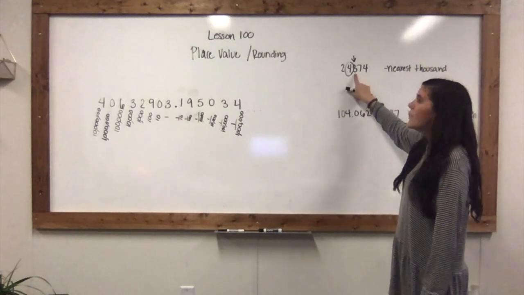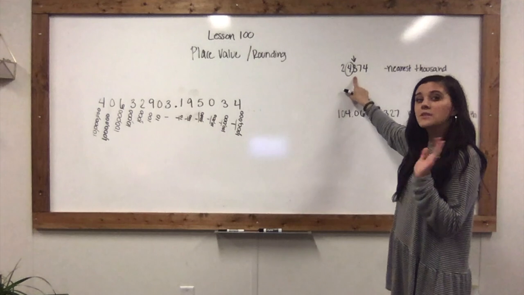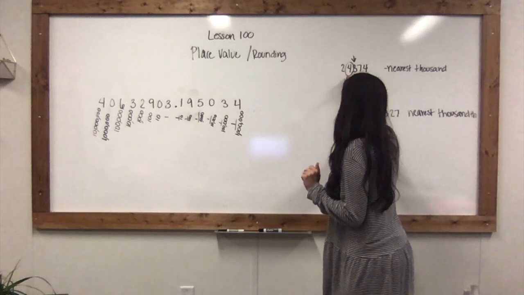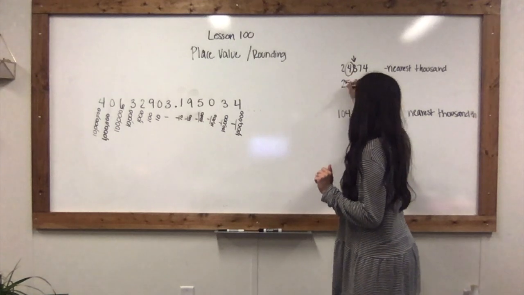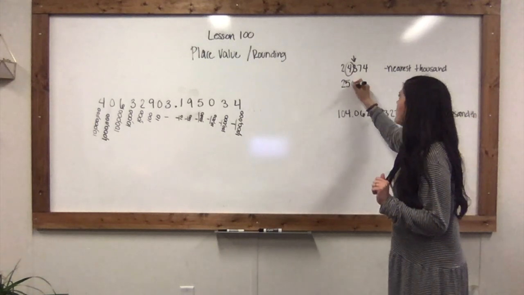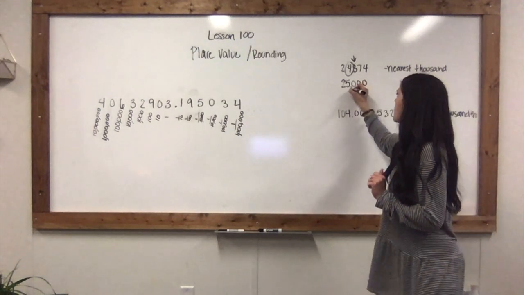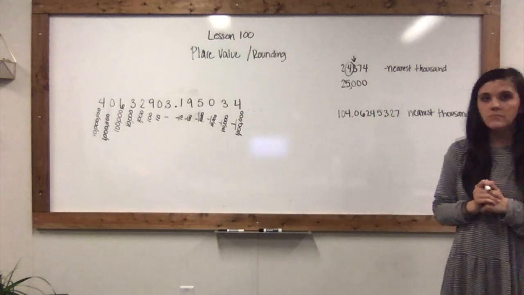So we know that we have an 8 right here, so that is greater than 5. So this 4 is actually going to become a 5, so it's going to be 25. And then everything else is going to become zeros. So this would become 25,000. Good? Okay.